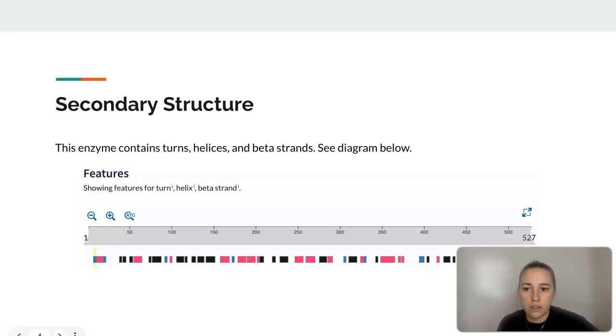Next is the secondary structure. These secondary structures are stabilized by hydrogen bonds between the amino acids in the primary sequence. This enzyme contains turns, helices, and beta strands, which you can see below in the diagram.